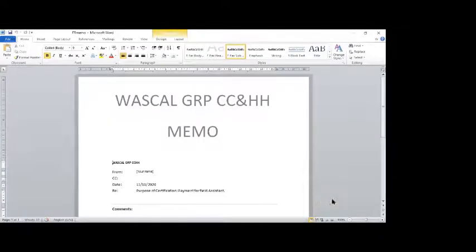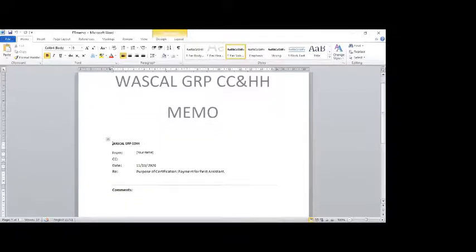So this is how the memo will look. Can we see it? Yes, sir. Are we all seeing it? Yes, please. Now, for example, Audrey went to the field and met with some locals, for which she went with a field assistant.